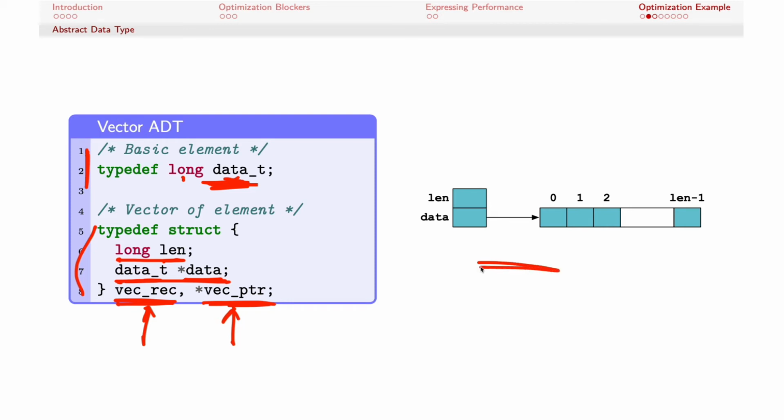And I've illustrated that here in this little simple diagram. The structure itself is this portion. It's got the length value and then a pointer to memory that we've allocated that's going to store the actual values of the vector. And then this would be an array of len elements, each of which is of size data_t, so we can store those longs there.